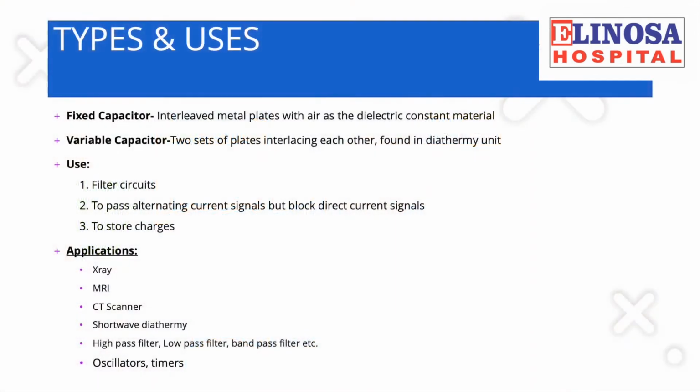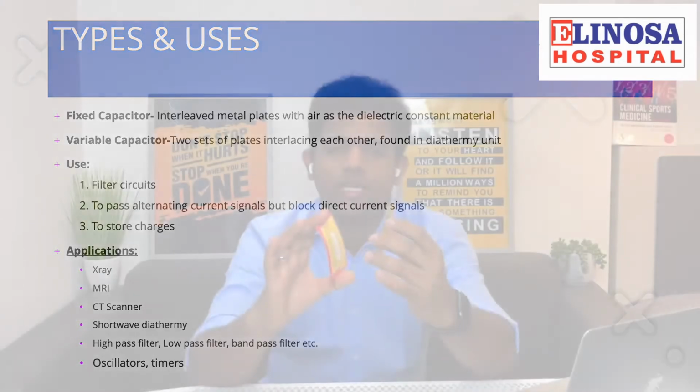Let's see why we need capacitors and what is the need of this discussion in electrotherapy. There are two types of capacitor: a fixed capacitor and a variable capacitor. A fixed capacitor is just two interleaved metal plates with air as the dielectric medium. Only two metal plates will be there, and they are separated by air as a dielectric medium. Whereas in a variable capacitor, the term variable denotes it.